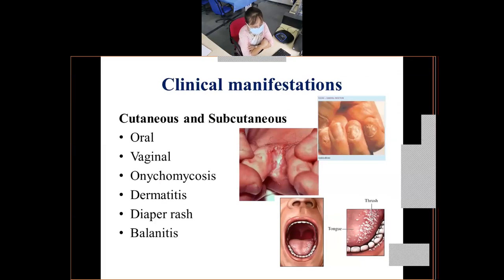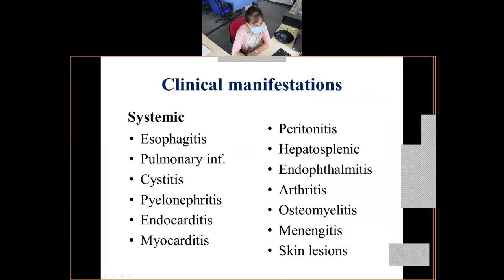So these are the infections which it can normally cause. It can cause infections in the oral cavity, where you can have oral thrush. Then it can affect the vagina. It can affect the nails, where you can have onychomycosis. Sometimes it can cause dermatitis. In children, it is also a common cause of diaper rash. So these are some of the infections where Candida can affect the cutaneous as well as the subcutaneous tissues.